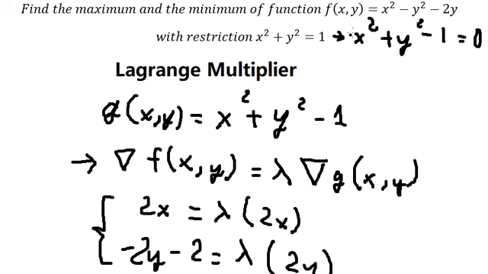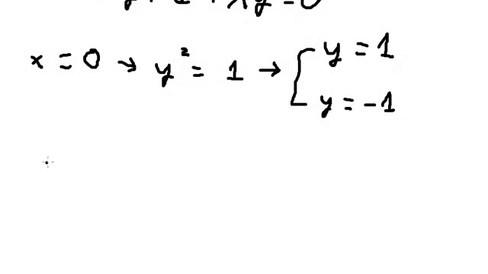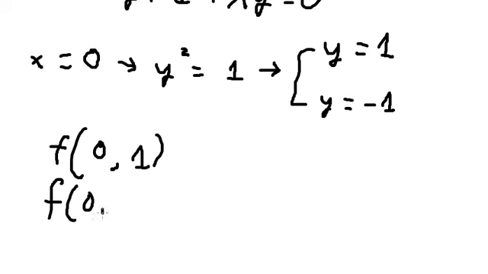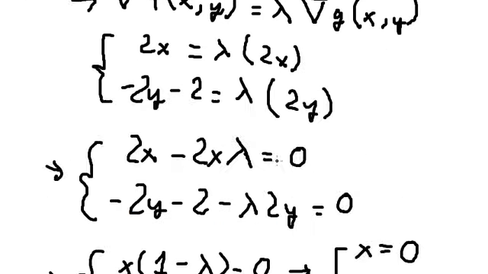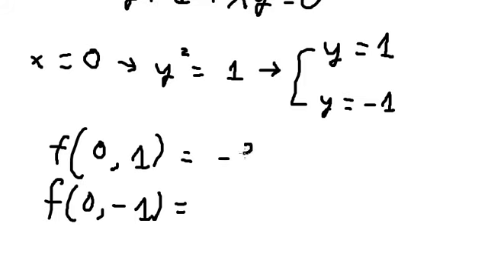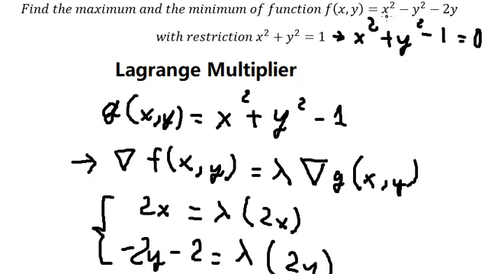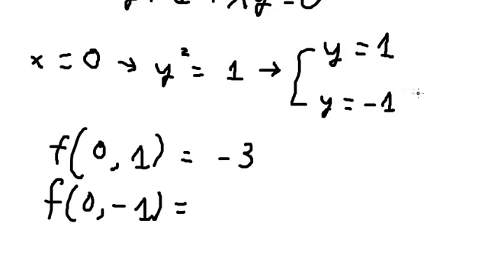So after we put this one, we can put x equal to number 0, y equal to number 1 in here. So if we put number 1 in here, we have negative number 3. If we put negative number 1 and number 0 in here, we will have positive number 1.